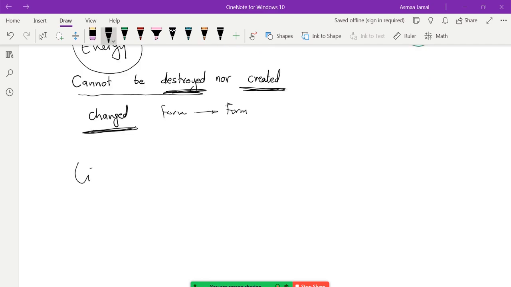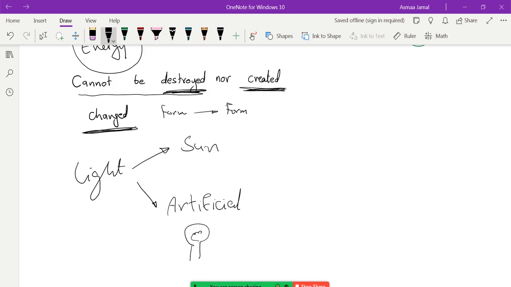The main source of the light is the sun, which is the natural source of the light energy. We also have artificial kinds of sources, such as a bulb, such as LED.